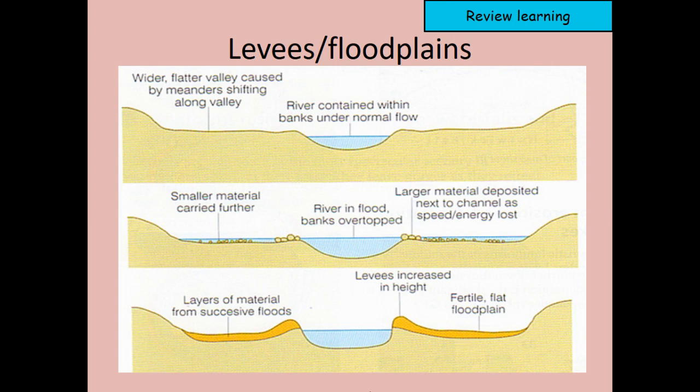So these build up over time. Every time the river floods, the larger boulders and pebbles are near the edge of the river, and then the finer particles form the floodplain as they move further out. Because they are smaller, they can be carried in that water.